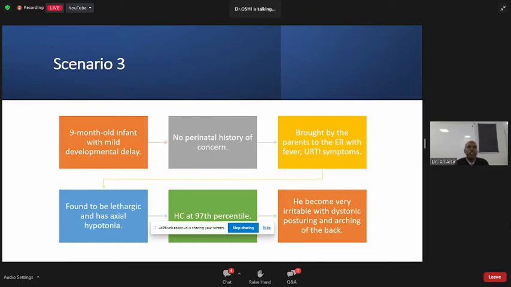So this is the third scenario, also addressing infantile encephalopathy, a 9-month-old infant with mild developmental delay.